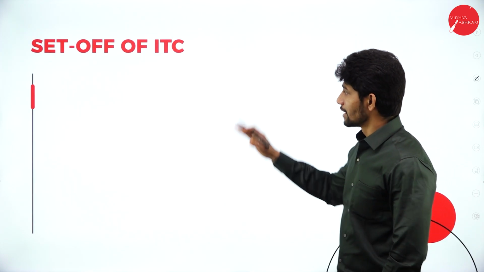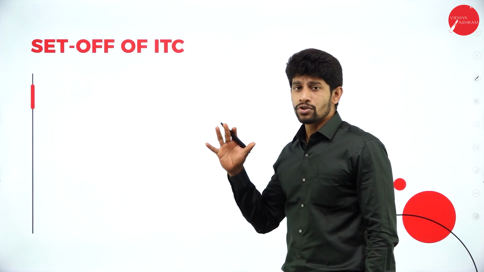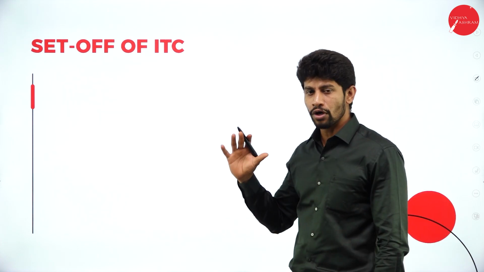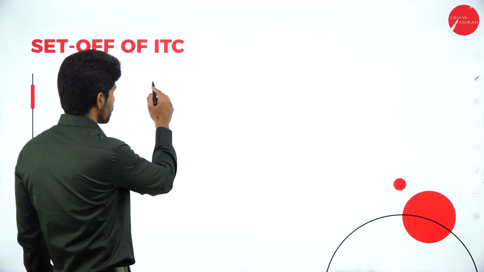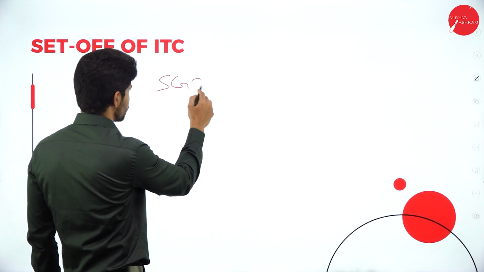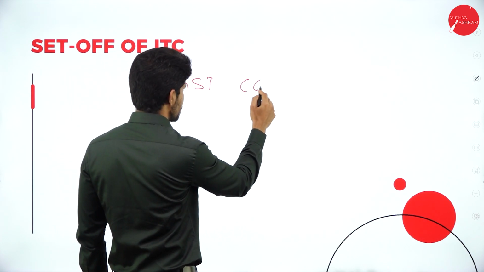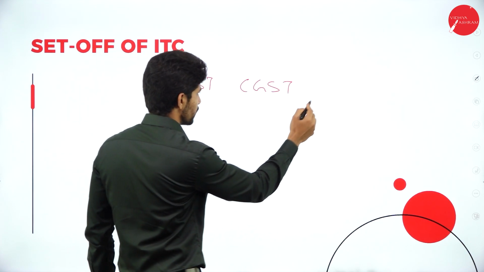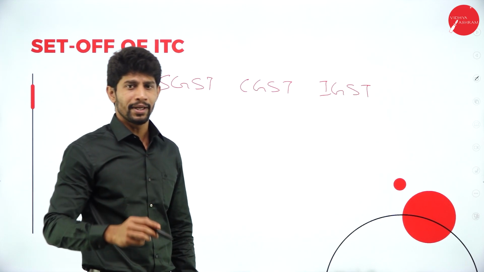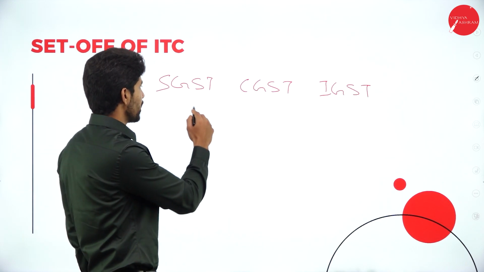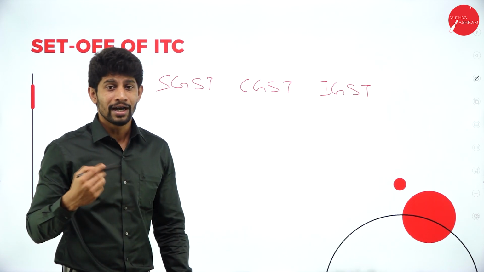Moving further, set off of ITC. So what is the set off of ITC? We all know in GST mainly we have 3 types: one is SGST, the second one is CGST, and the third one is IGST. You will be paying tax to the government, either CGST or SGST or IGST.